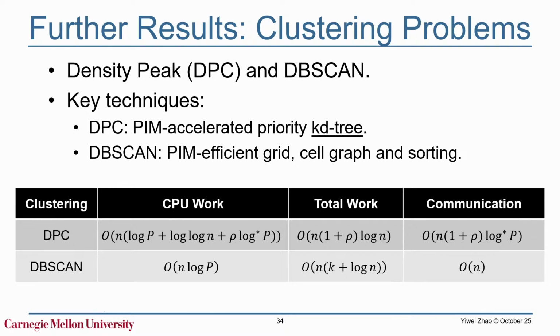The second is DBSCAN. It doesn't use our tree technique, but many of our techniques, for instance push-pull search and other PIM techniques, can directly be used for efficient grid self-graph construction and also for sorting.